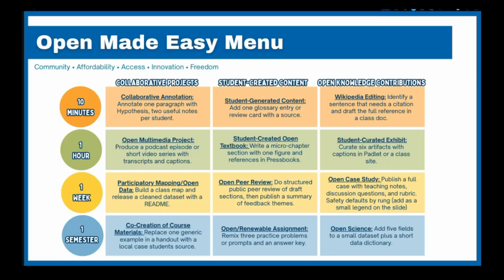This menu gives you some quick ideas and puts it into those levels that I showed you in the matrix. So columns show the kind of practice. We have collaborative projects where students create together or review each other's work. We have student created content where students actually author course artifacts and future learners will use them. And then we have open knowledge contributions. Students actually add to already created public knowledge spaces like Wikipedia, adding to Pressbooks or open data sets.